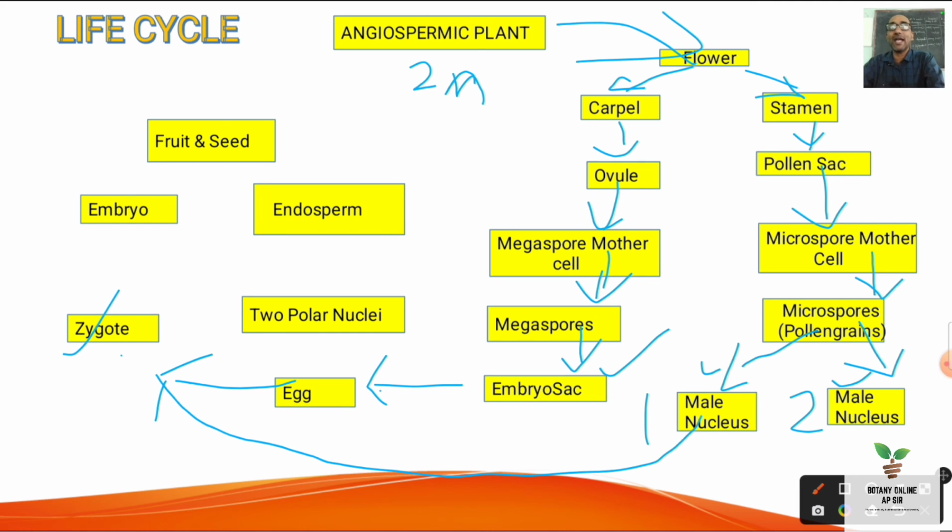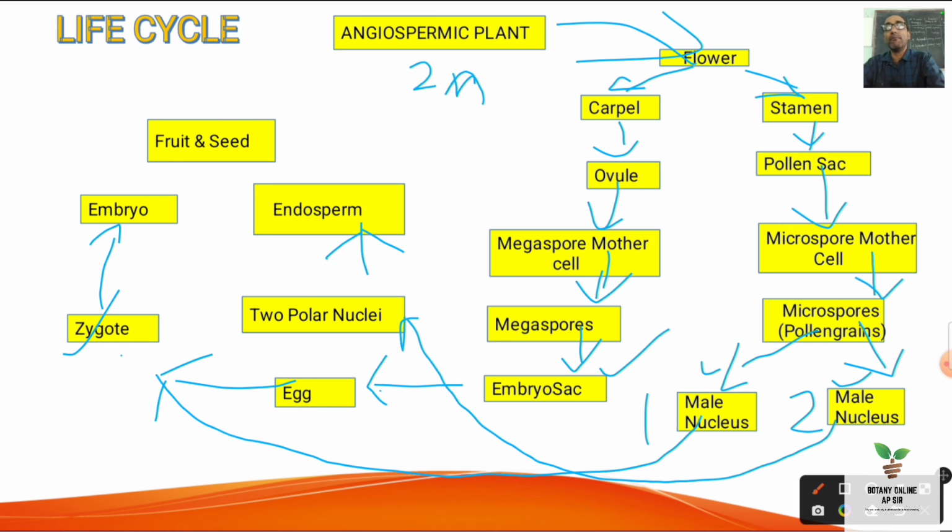Now the zygote develops into the embryo. Got it? At the same time, the second male gamete fuses with the two polar nuclei. Where are these two polar nuclei found? They are also inside the embryo sac. The second male gamete fuses with the two polar nuclei to form a triploid endosperm, and the endosperm is nutritive in function. So now the embryo has been formed, and there is also the presence of endosperm.